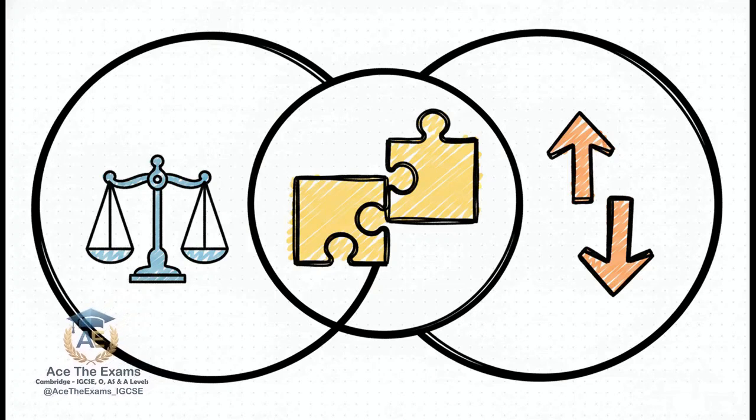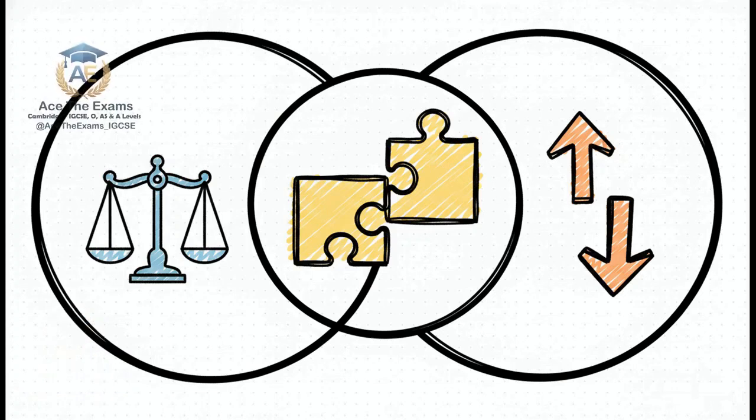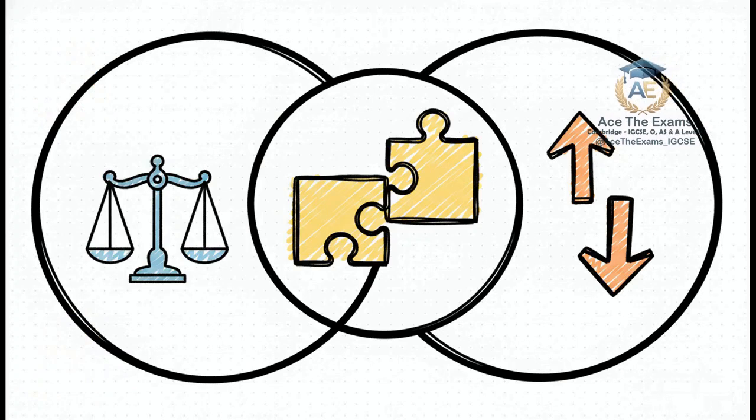But here is the absolute secret weapon. You must deliberately use explicit comparative connectives. Words like whereas, conversely, on the other hand, or similarly. This explicitly flags to the examiner that you are actively comparing, not just writing two separate, isolated paragraphs. And you must support each side with hard, contextual evidence from the given scenario.